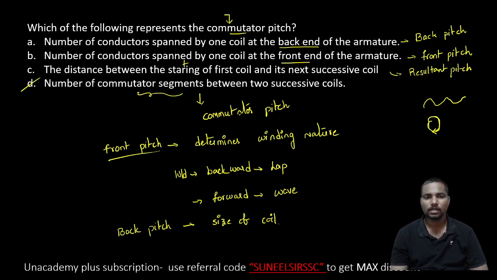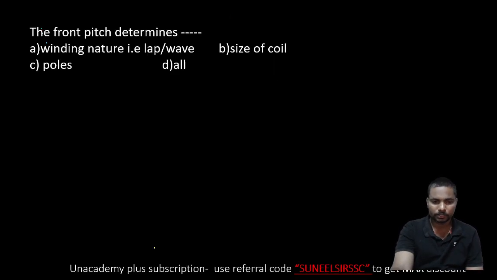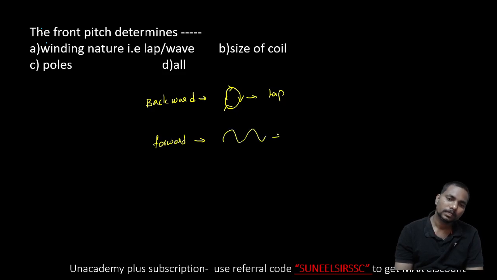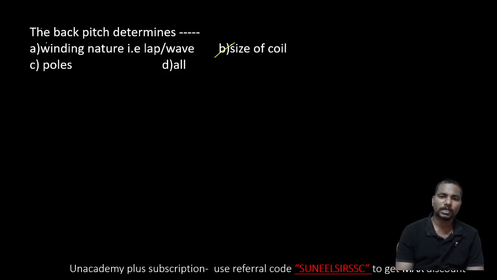Okay, size of the coil. These two are also very important. Coming to the next question here. The front pitch determines dash. Just now I said front pitch. It is the backward direction, you can say in the overlap. Overlap means lap winding. If it is a forward direction, you can say it is the wave type winding. So the front pitch determines the winding nature. Back pitch determines, just now I said, the size of the coil.